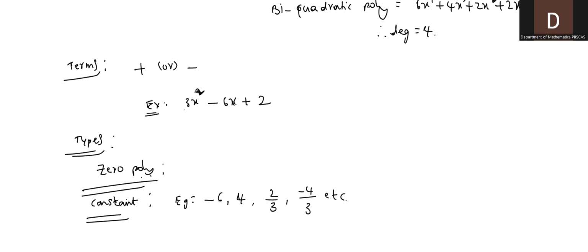And a constant polynomial is also a polynomial which contains only a single constant, that is -6, 4, 2 by 3, like this. Okay.